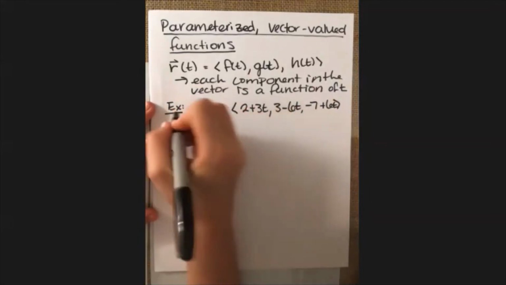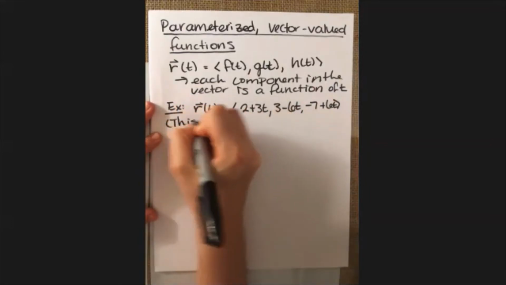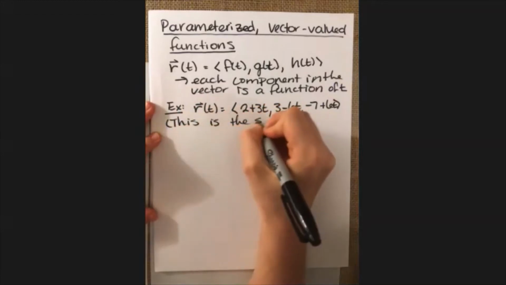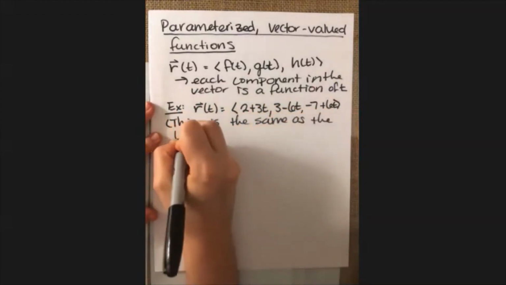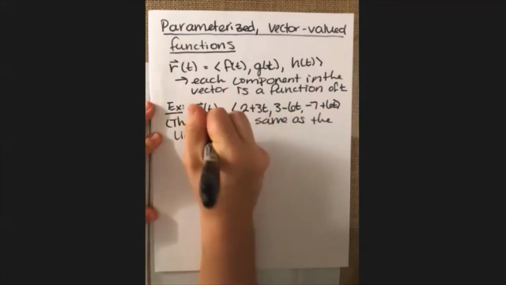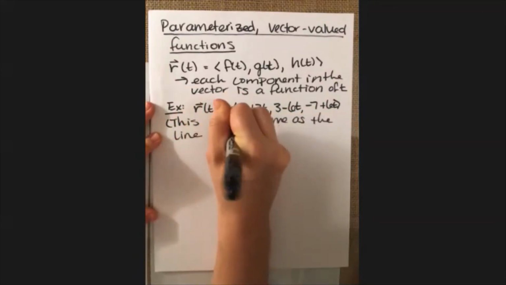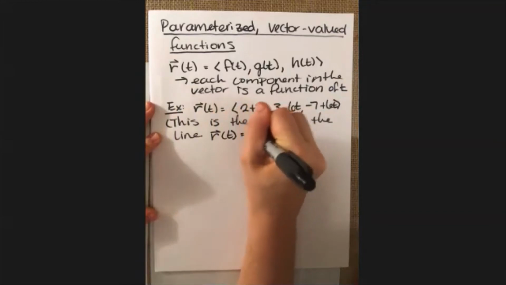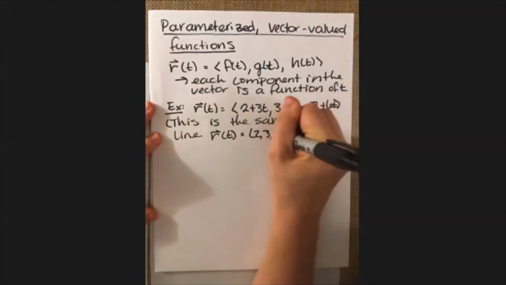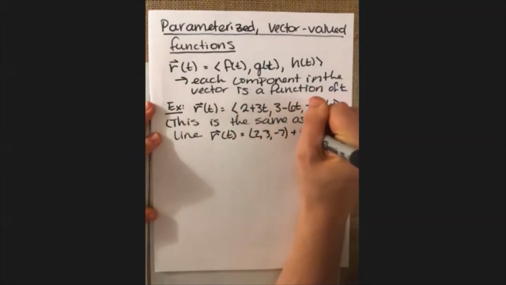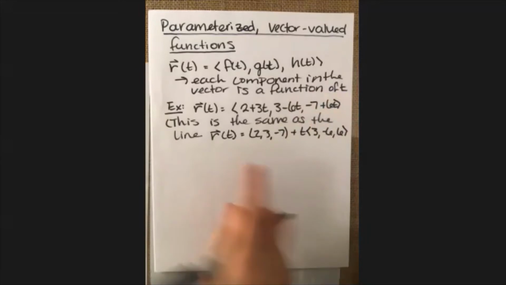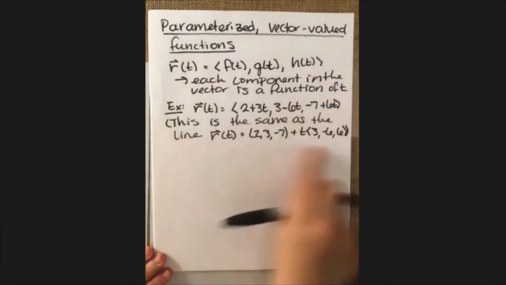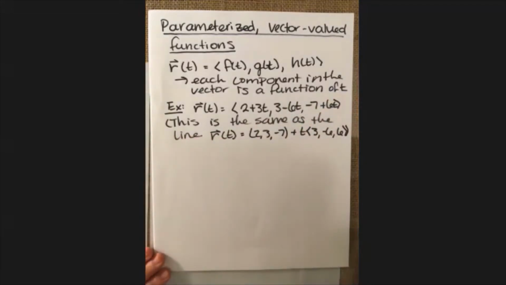And this is actually the same as the line, which we've already learned how to work with parameterizations of. R of t equals 2, 3, negative 7 plus t times 3, negative 6, 6. So we can kind of split that up there into that parameterized line form that we're familiar with already.